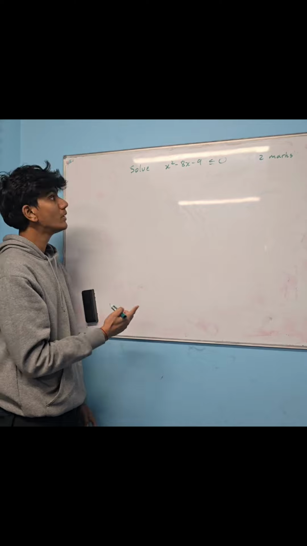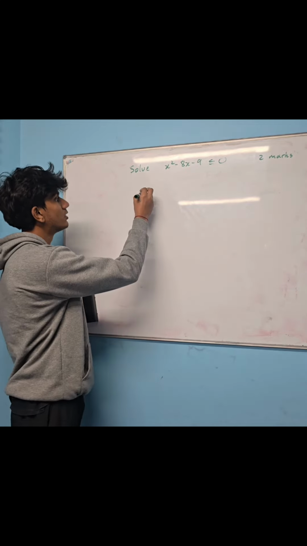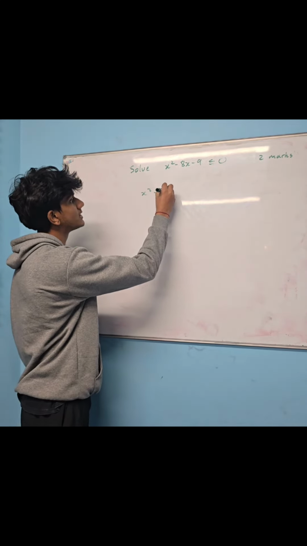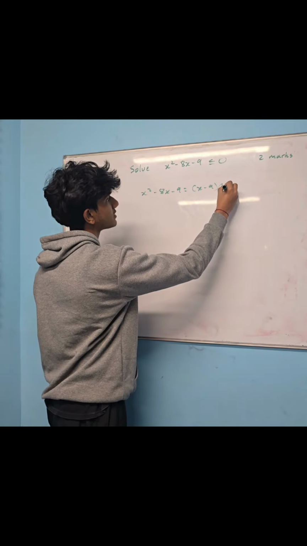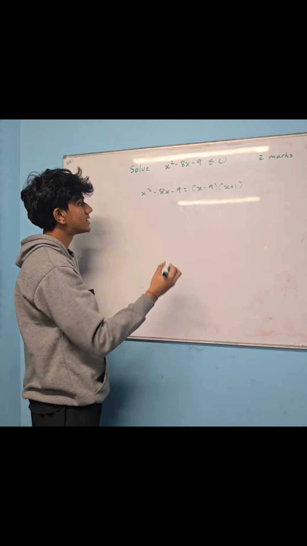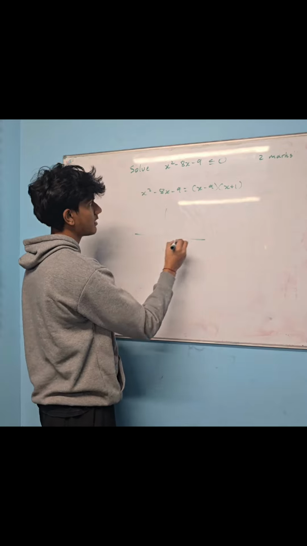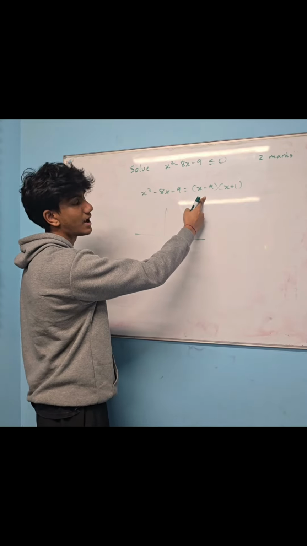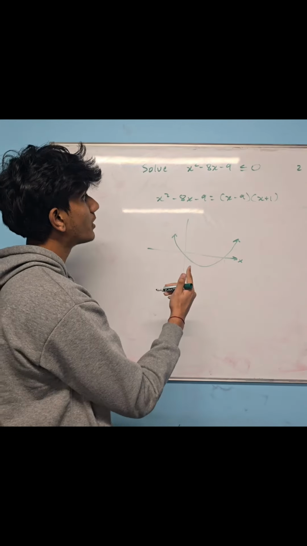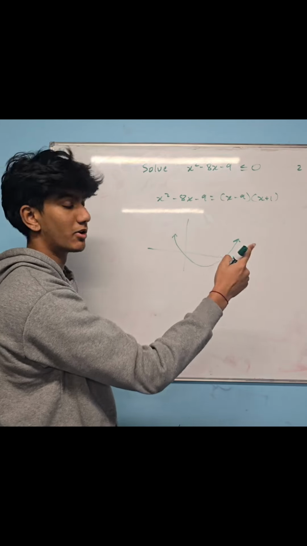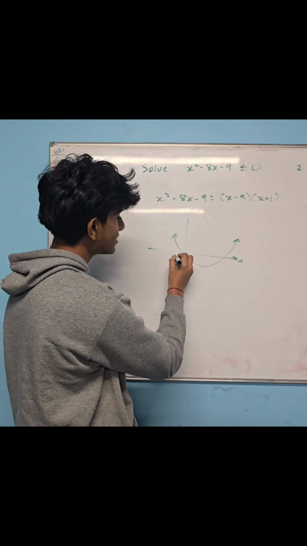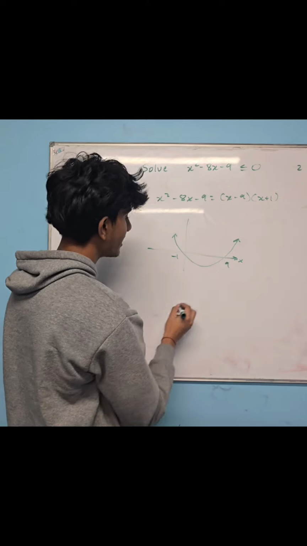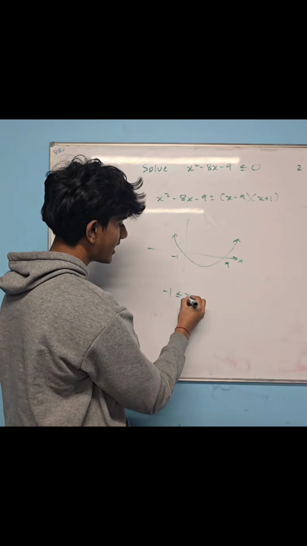To solve this question, we first need to graph the problem. So let's first factorize this equation to give us x minus 9, x plus 1, and then we just have to simply graph it. As we know, the roots are going to be 9 and minus 1. From the question, we know it has to be less than or equal to 0, meaning it has to be below the x-axis. So from our roots, we can see it's going to be in between minus 1 and 9, giving us minus 1 less than or equal to x, less than or equal to 9.